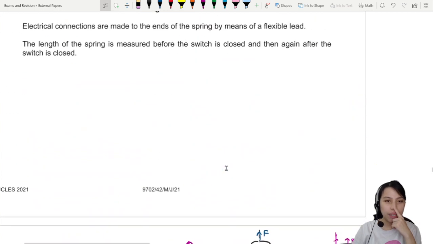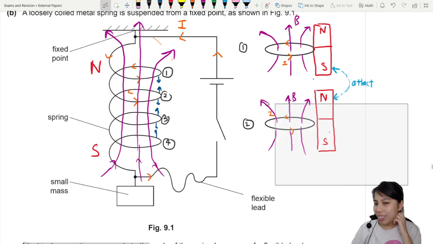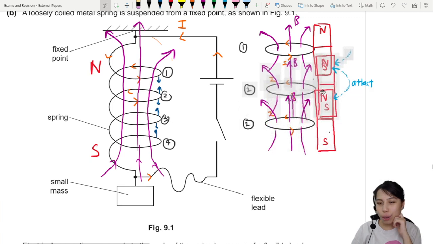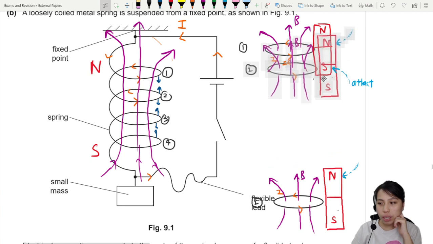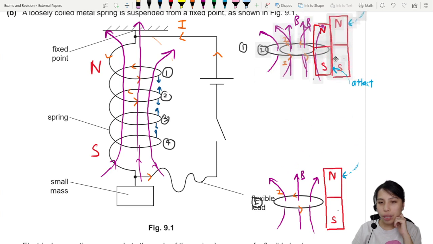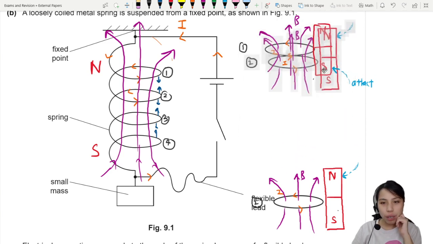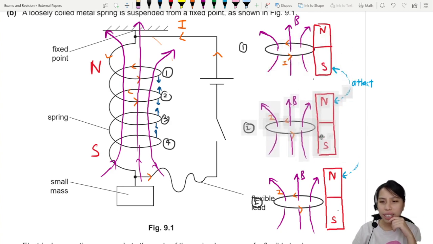This is where you gotta think of the change in flux. Remember, this spring is connected to a circuit, okay? And you can treat each turn as a separate coil. So sometimes these two coils will be close to each other. Sometimes they are very far. And you go like this. Change in flux, change in flux, change in flux. Very strong field, very weak field. So you get the idea.